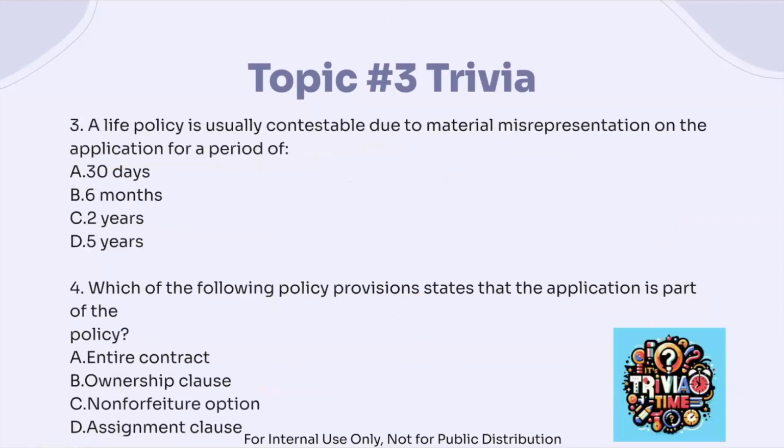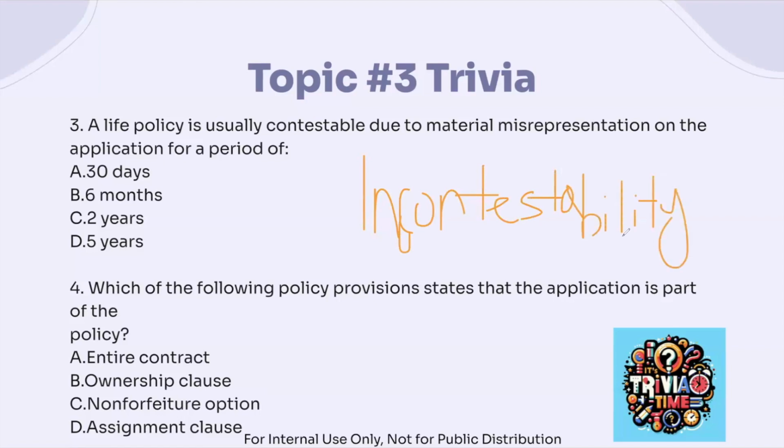Okay, now let's take a look at questions 3 and 4. I will go over them shortly. For question 3, we have to refer back to the incontestability clause. If we remember, I highlighted this and bolded it. That means you really need to know it. It would be C, 2 years.